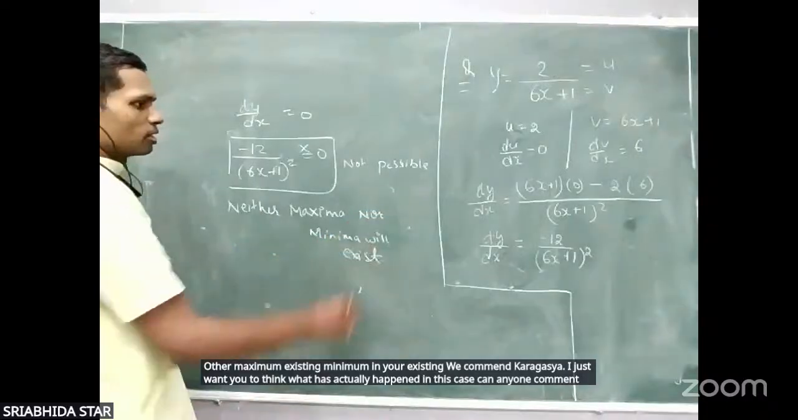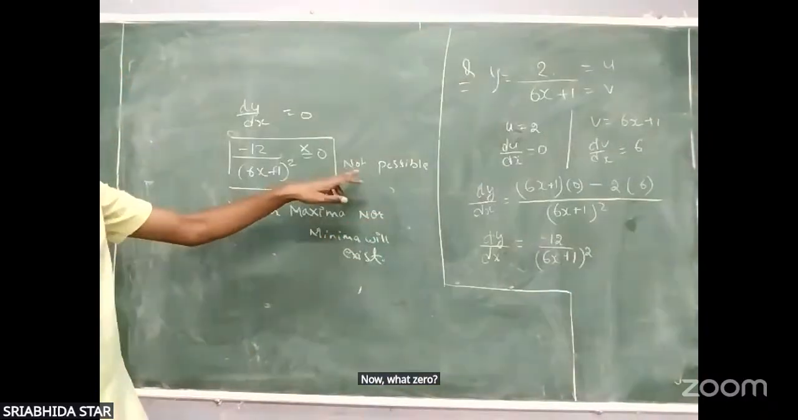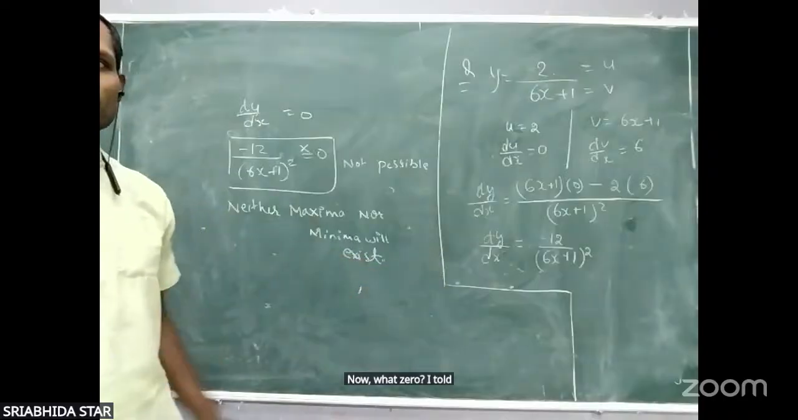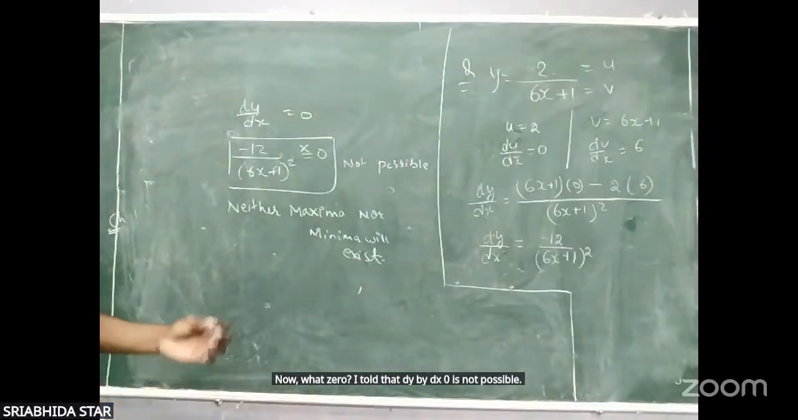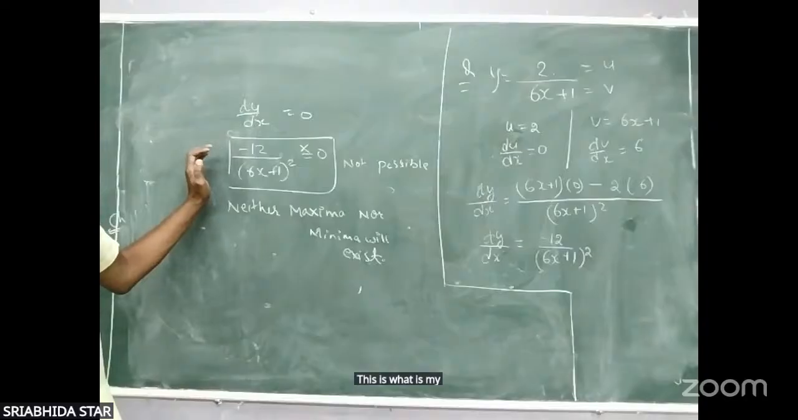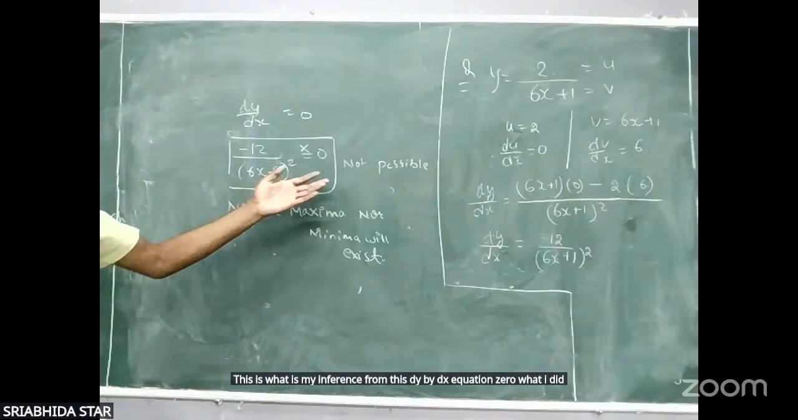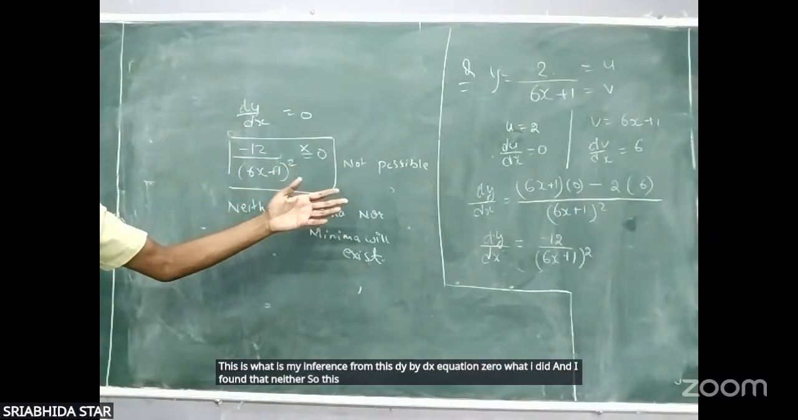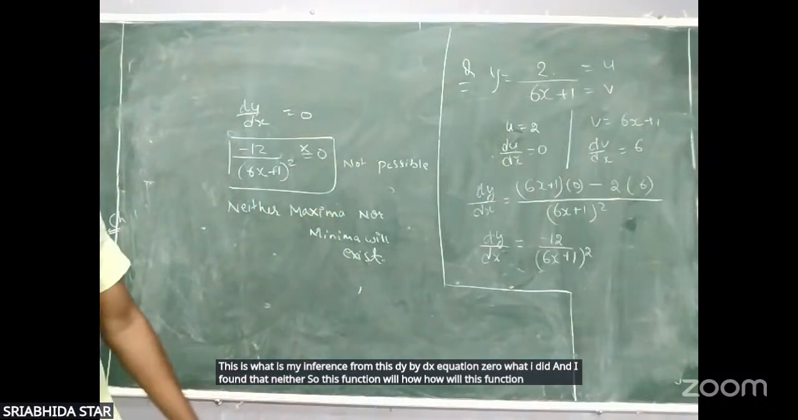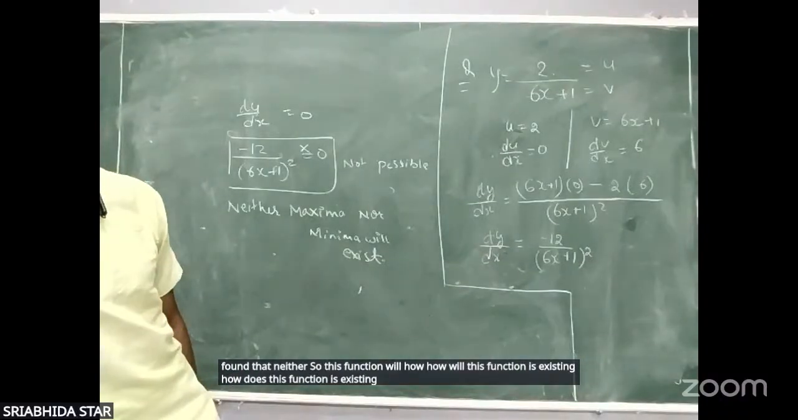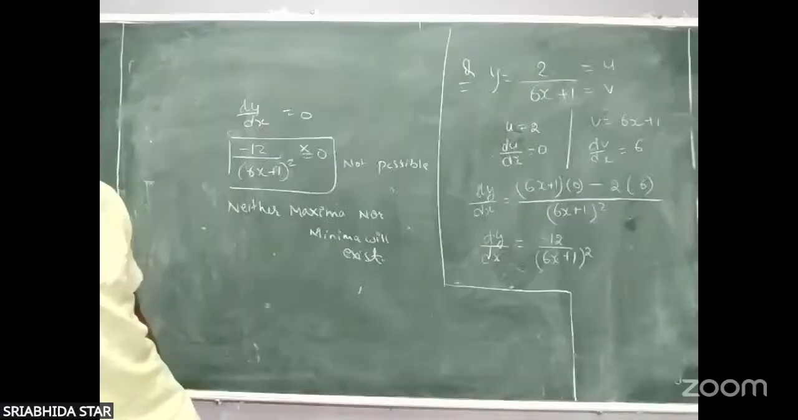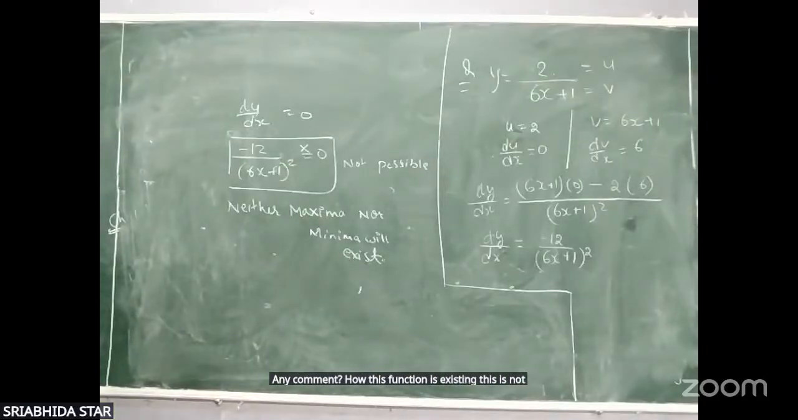No, what 0? I told that dy by dx equal to 0 is not possible. This is my inference from the dy by dx equals to 0 that I did, and I found that neither exists. So how is this function existing? How does this function exist? Maybe it is a straight line? This is not a straight line, by the way.